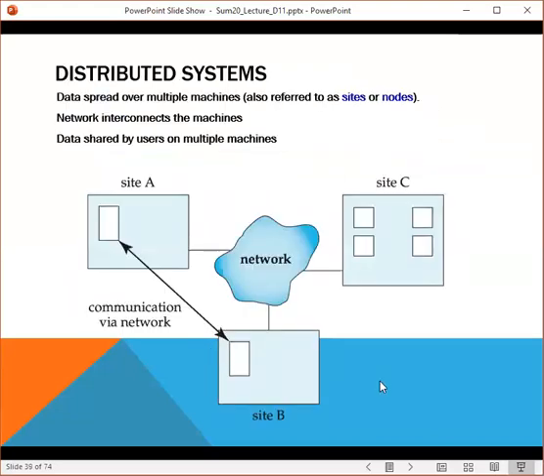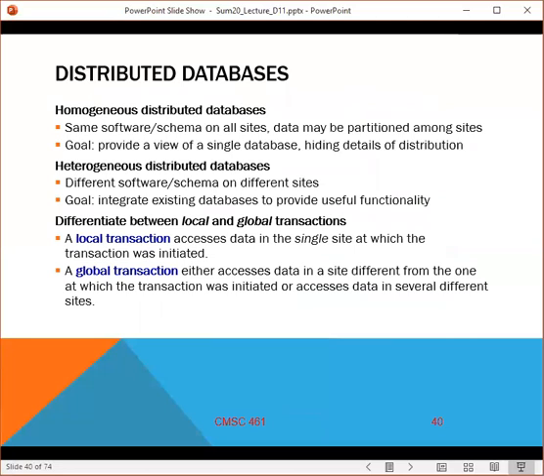And here's a distributed system. The idea that data is spread over multiple machines or nodes. So you've got replicas of your data at various sites, and the network interconnects them, and data is shared by the users on multiple machines. And then, of course, you have the issue of updates in distributed systems, and we touched on those briefly with our lecture on NoSQL databases.